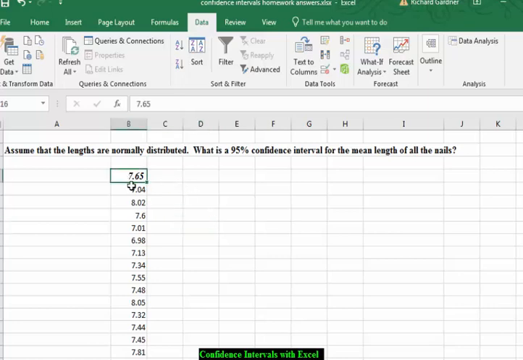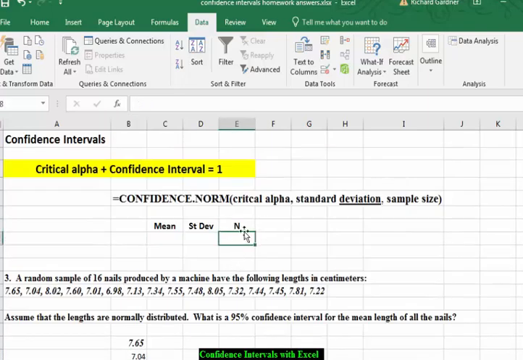Okay, so now we want the mean and the standard deviation. Let's count them up. 1, 2, 3, 4, 5, 6, 7, 8, 9, 10, 11, 12, 13, 14, 15, 16. That's a good size. So there's 16.